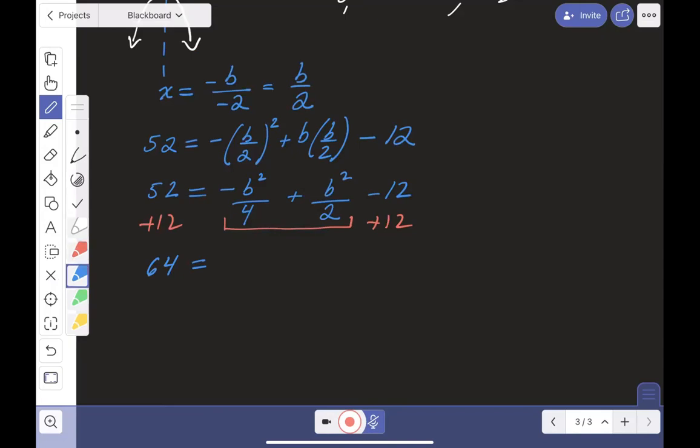And what would that give me? Common denominator 4. You would get minus b squared plus 2b squared. And yes, you need to know simple arithmetic to do that. It's basically an algebra skill, but a very basic algebra skill. Oh, I multiply both sides by 4. What's 4 times 64? That's 256, right? And what would you get there? You would get minus b squared plus 2b squared, which is simply b squared.